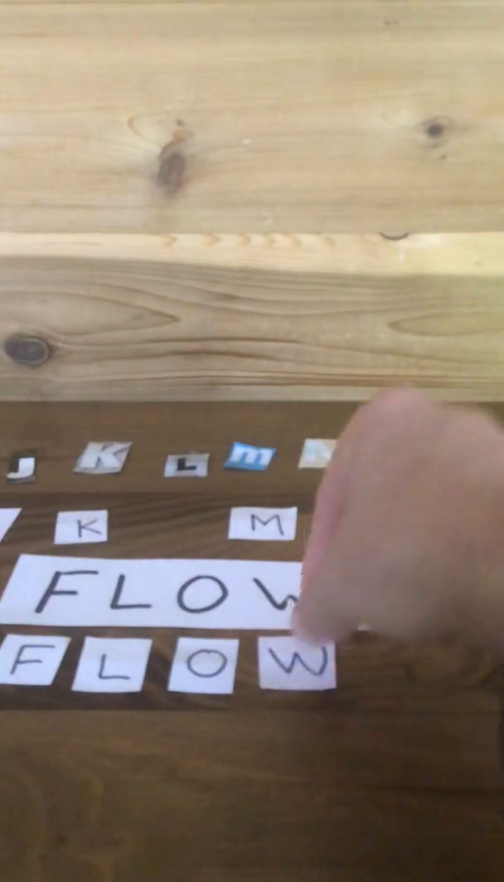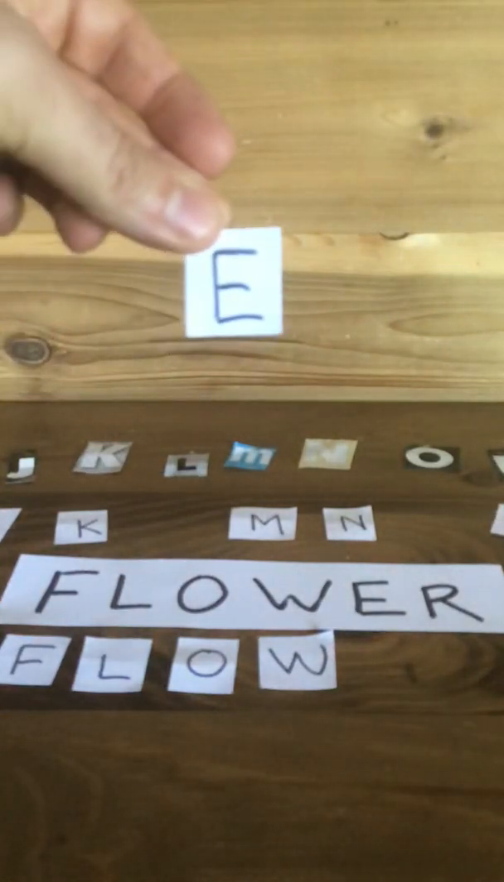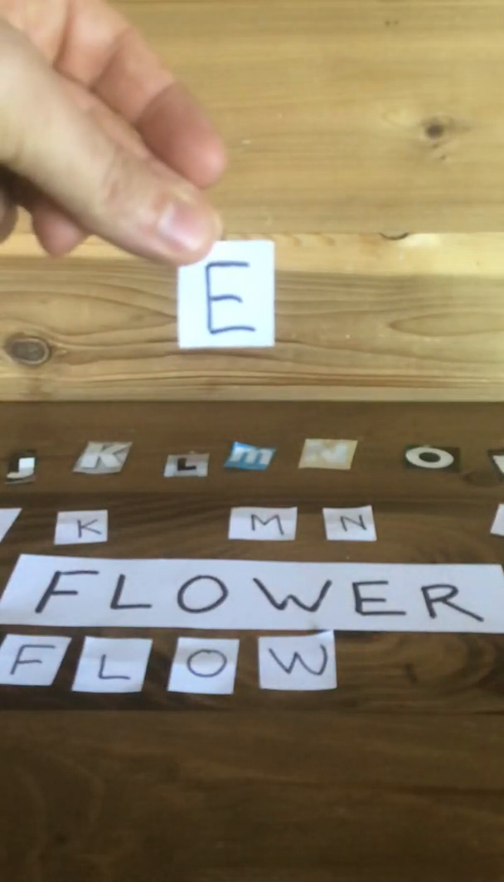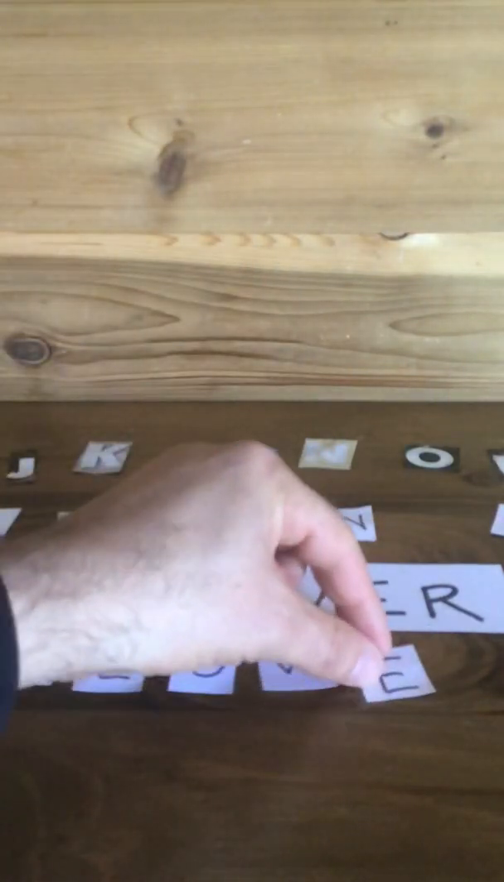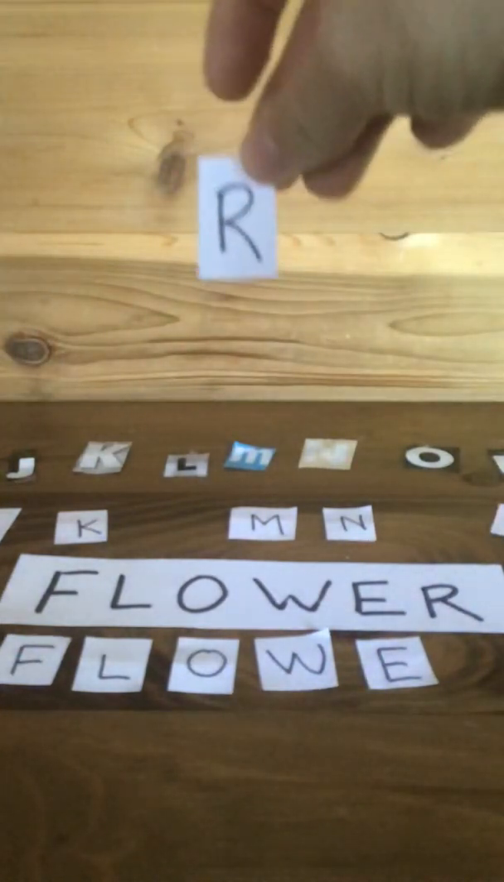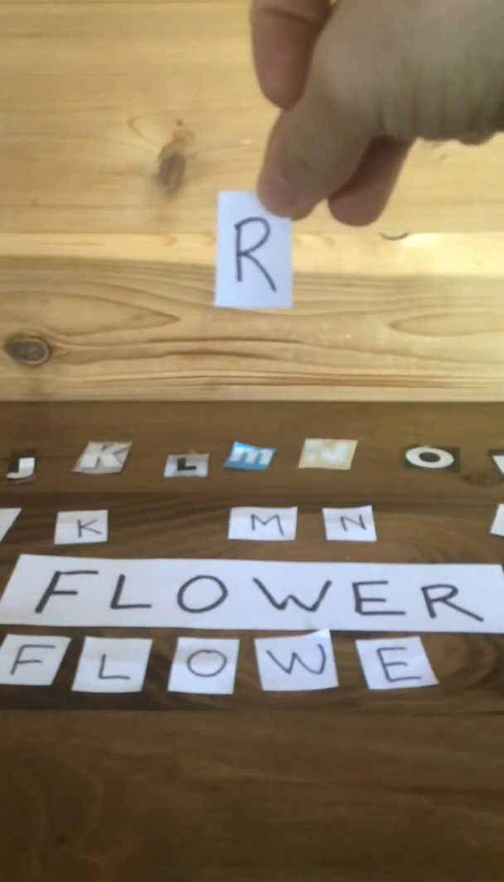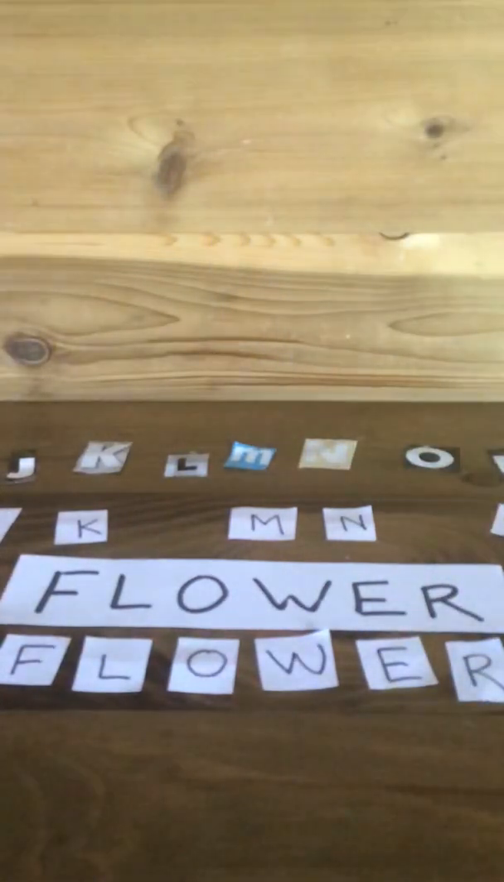Now I want you to find me the letter E. Here's what the letter E looks like. Put your letter E down in front of you. And now find me the letter R. Wonderful. And that spells the word flower.